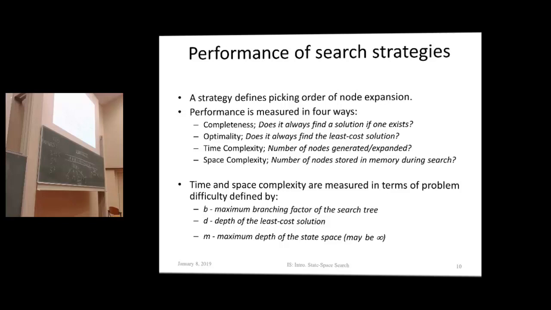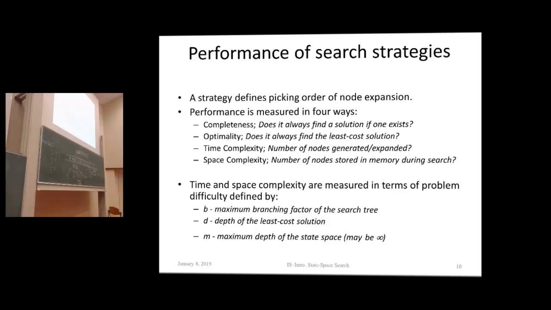So in order to understand that, we want to look at the complexity of the algorithms of search. Our strategy can be measured in different ways. The first one is completeness. The question is, do I always find a solution if there is one? That's a question of completeness of an algorithm in the search problem.